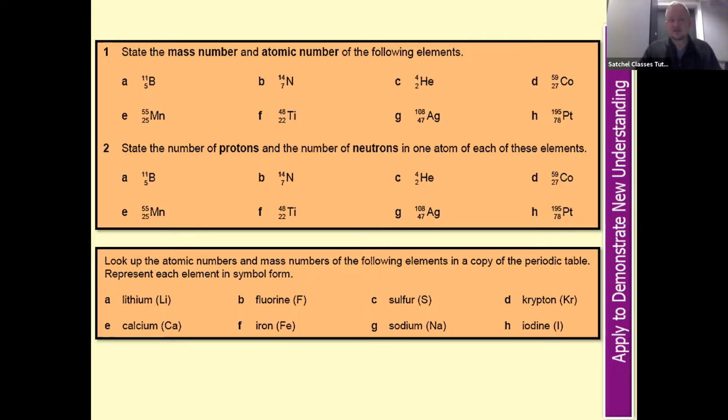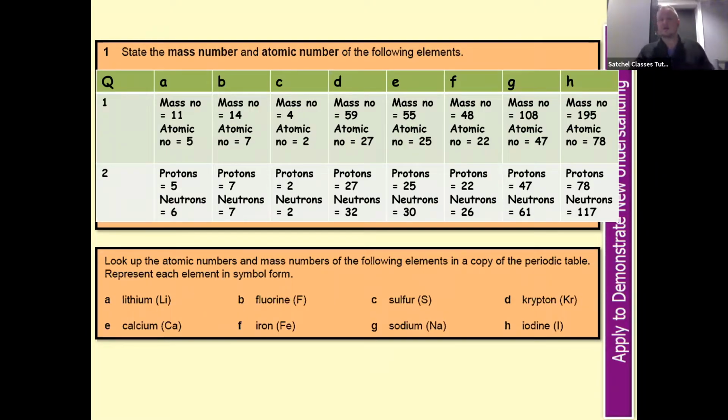1b, 14 7 nitrogen. We can see that the mass number is 14, the atomic number is 7. 1c, 4 2 He, mass number 4, atomic number 2. 1d, 59 27 cobalt, mass number 59, 27 for the atomic number. 1e, 55 25 Mn, 55 is the mass number, 25 is the atomic number. And so we can see that this is what we would get going across.